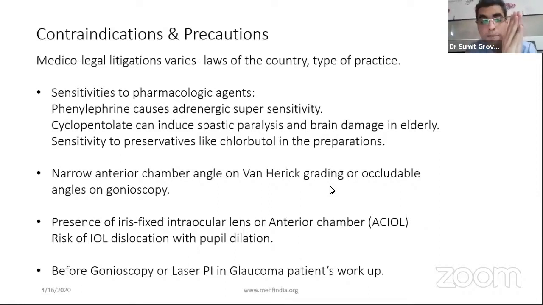Before doing anything, we should think that if the patient has come for gonioscopy or laser PI or any other glaucoma workup, we should not dilate the patient. And that is the difference between a learned eye healthcare provider and a non-learned eye healthcare provider.